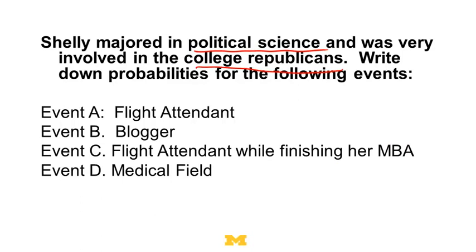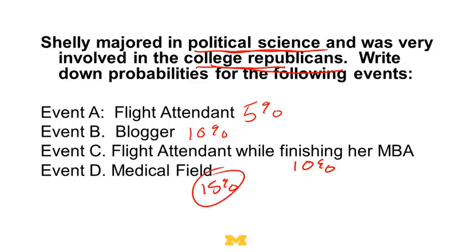Well, flight attendant, I might think, well, boy, that's not very likely, right? 5%. Blogger, I could think, maybe there's a 10% chance she blogs because she was a political science major and she was a Republican, so maybe she likes to blog. Flight attendant while finishing her MBA, well, that seems actually pretty reasonable. Let's give that a 10% chance. And then medical field, a lot of people work in the medical field, so let's just put a 15% chance she's working in the medical field because that's about the base rate for people who work in the medical field. So these would be my probability estimates, just subjectively writing those things down.